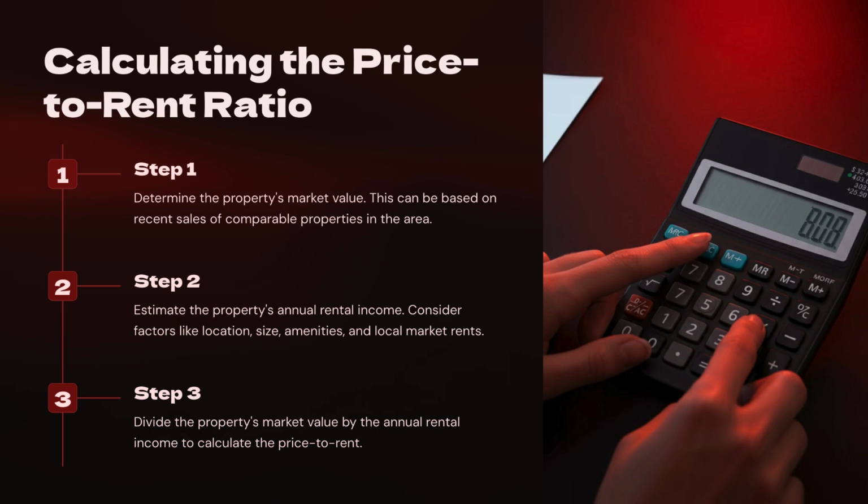Calculating the price to rent ratio. Step 1: Determine the property's market value. This can be based on recent sales of comparable properties in the area. Step 2: Estimate the property's annual rental income. Consider factors like location, size, amenities, and local market rents. Step 3: Divide the property's market value by the annual rental income to calculate the price to rent ratio.